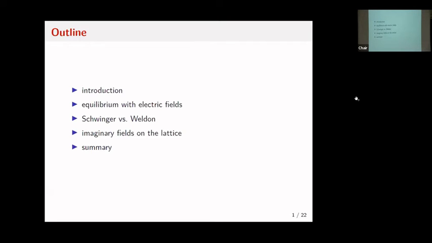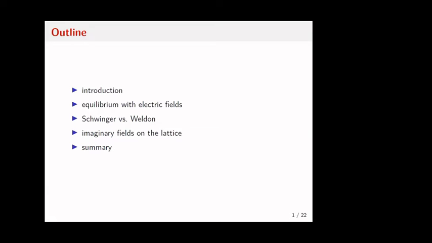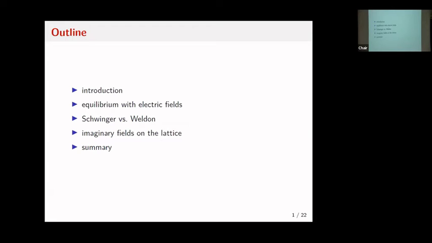I will begin with a brief introduction about why electric fields are interesting, and then we will discuss the most pressing issue. What does it mean to have equilibrium when we have electric fields? And I will tell you a couple of words how one can define equilibrium in this setting. And then we will look at two different ways to discuss this system, one due to Schwinger and one due to Weldon. And spoiler is that they are not going to agree with each other. And we are going to discuss this disagreement, both with perturbation theory and at the very end, in a very brief way, on the lattice with imaginary fields.